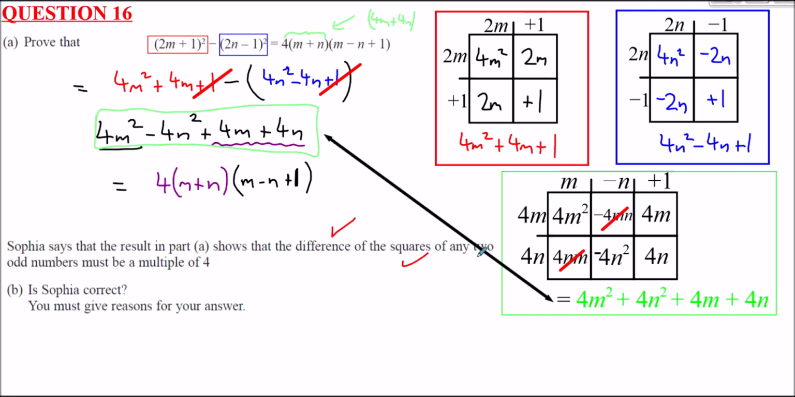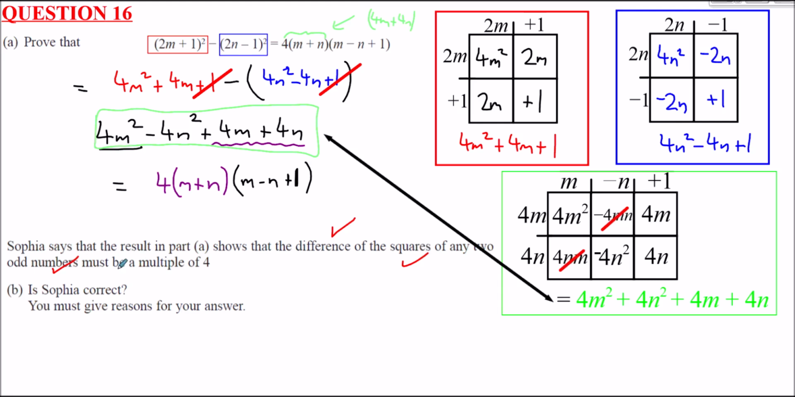And she's saying any two odd numbers. Well, 2m will be an even number because it's a multiple of 2. So 2m plus 1 is 1 more than an even number, so that will be odd. 2n will be even because 2 times n is obviously going to be a multiple of 2, therefore even. But because I'm taking away 1, 2n minus 1 will be 1 less than a multiple of 2. 1 less than an even number is also odd. So yes, they are going to be both odd numbers.